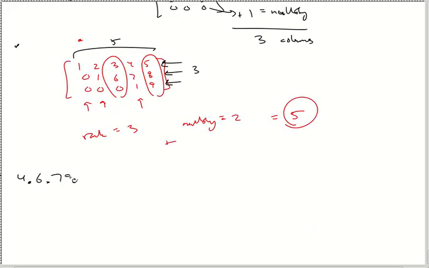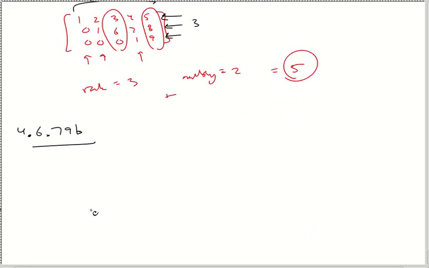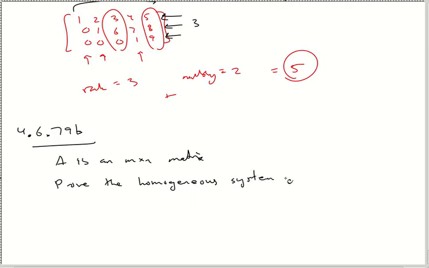4, 6, 7, 9B. Only B here, okay? Because there were 2 parts to it. So A is an M by N matrix. Prove that the homogeneous system of linear equations, AX equals 0, has only the trivial solution.